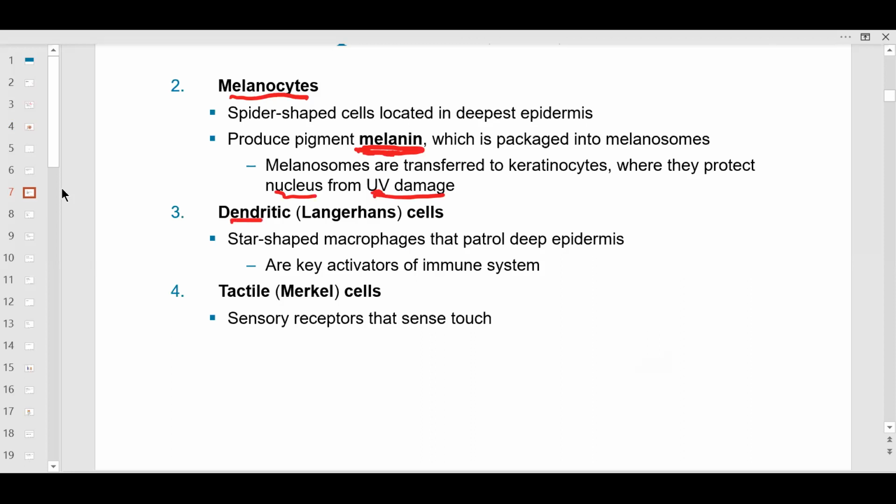Now, dendritic cells are Langerhans cells. So know this term, Langerhans, for the skin. It's, of course, in the pancreas as well, but these dendritic cells are macrophages patrolling the deep epidermis. So they're protective immune cells, activating the immune system, because they're going to give off chemicals too that increase vasodilation, bring in more blood and more cells of the immune system. So Merkel's cells, or discs, they're like Pacinian corpuscles that are sensory receptors. So those are the main players.